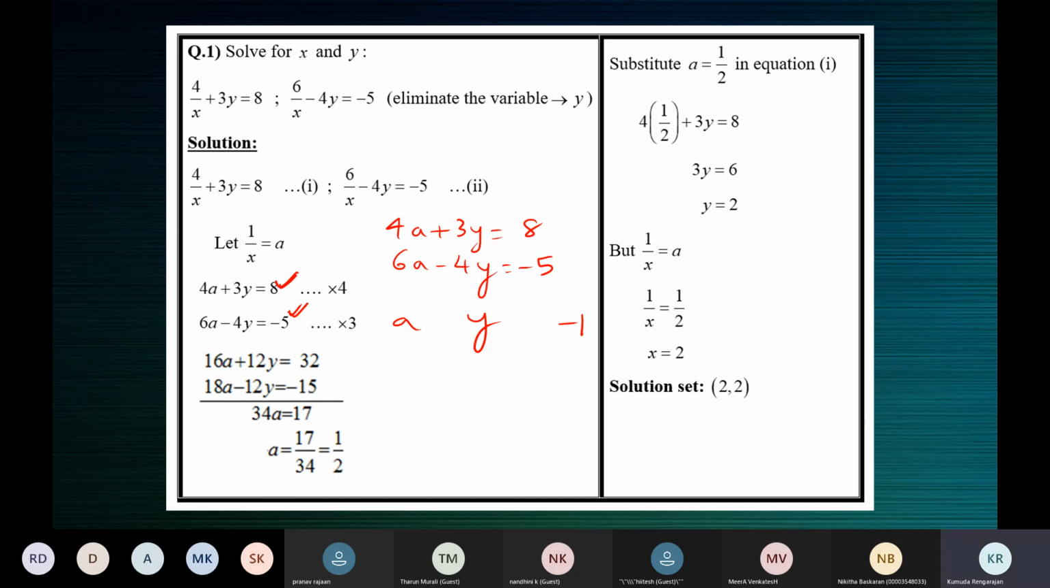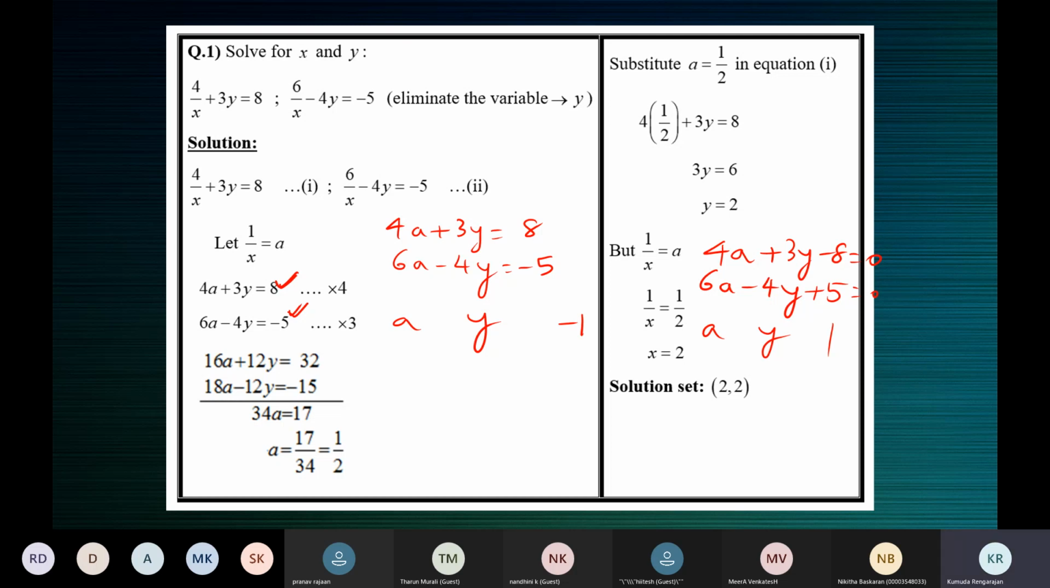Supposing the equation was written like this, 4a plus 3y minus 8 is equal to 0, and 6a minus 4y plus 5 is equal to 0. That is, you take the constants to the other side. Then you should write the heading a, y and 1.